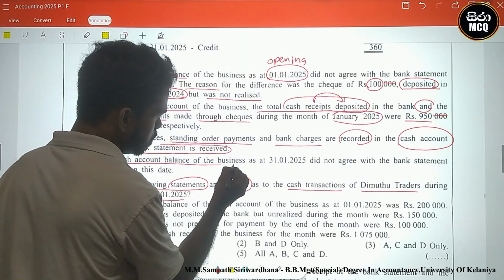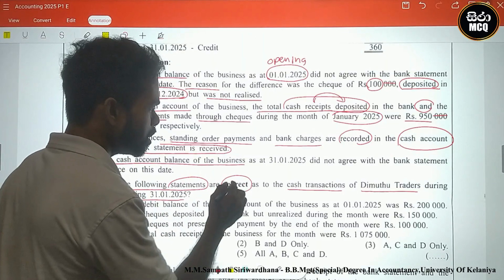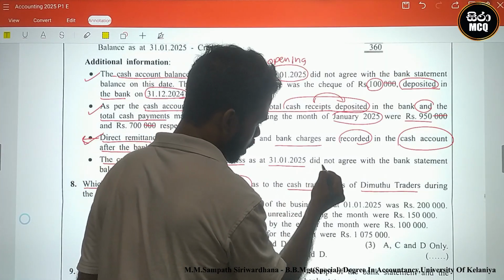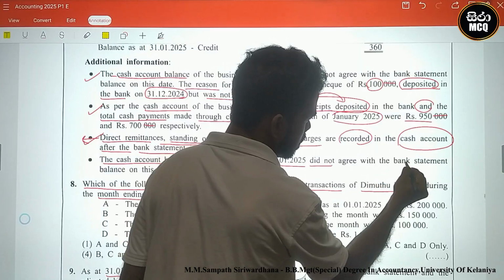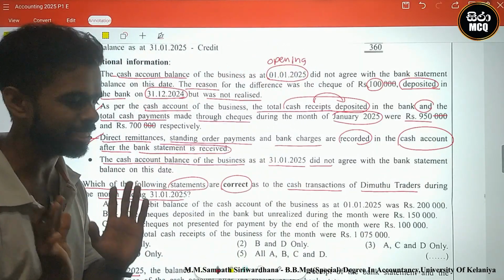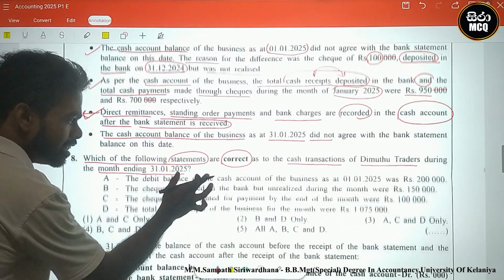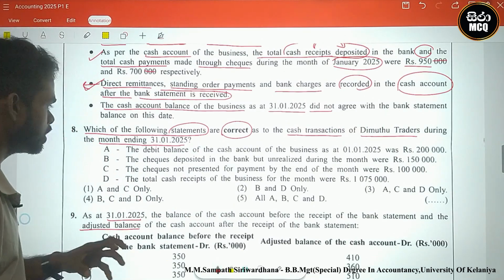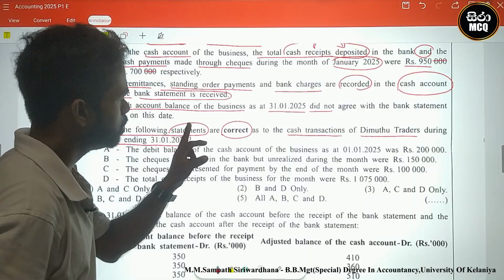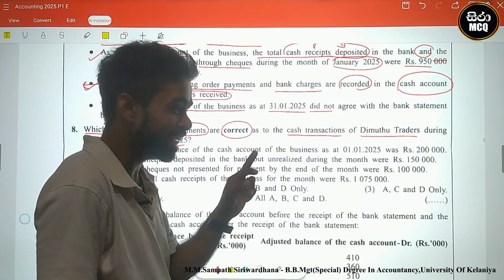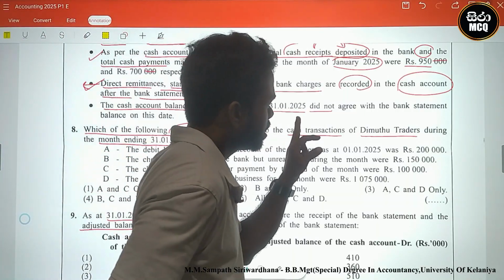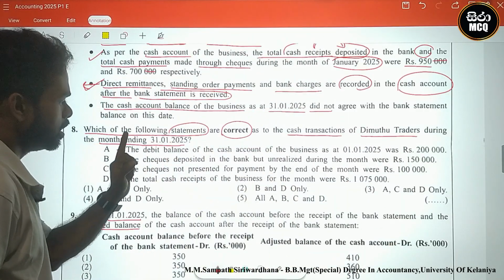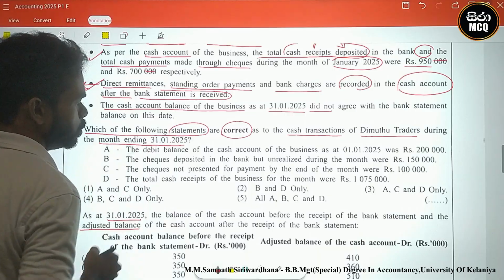The cash account balance of the business as at 31st January 2025 did not agree with the bank statement. Okay, did not agree. Look at the statements there. They ask us which of the following statements are correct as to the cash transactions of Dimuthu Traders during the month ending 31st January 2025.